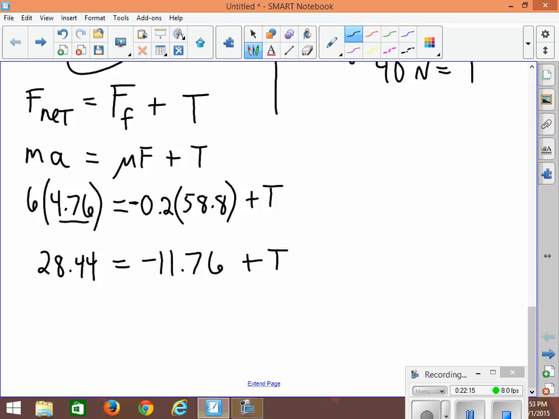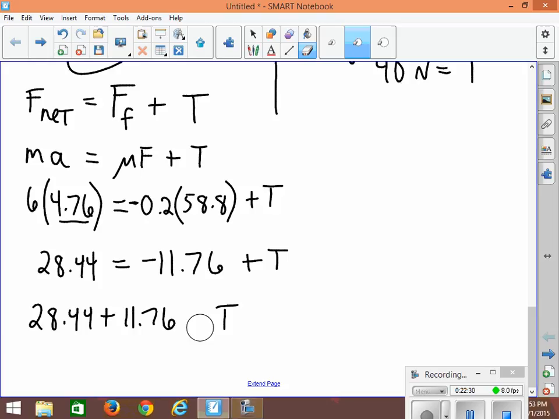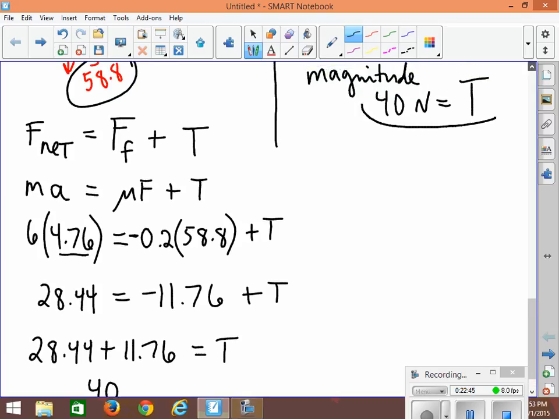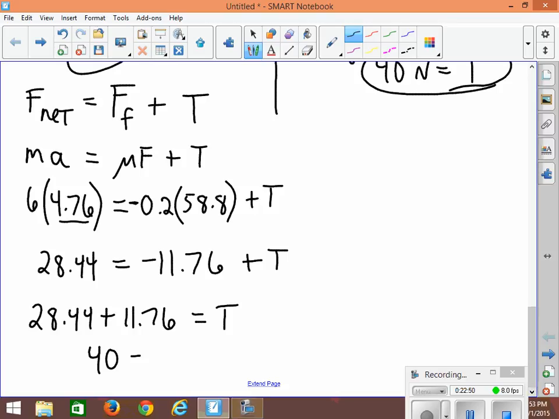And so when we move it to the other side, we get an answer of 28.44 plus 11.76, and you can guess what that's going to equal. Whoops, I got my equal sign here messed up. There we go, equals the tension that's left. Well, 28.44 and 11.76 is going to add up to pretty close to 40, isn't it? 40.2-ish or something like that. But that is the same answer for the tension that we got on the other side. So you see, you can use either one, any one.